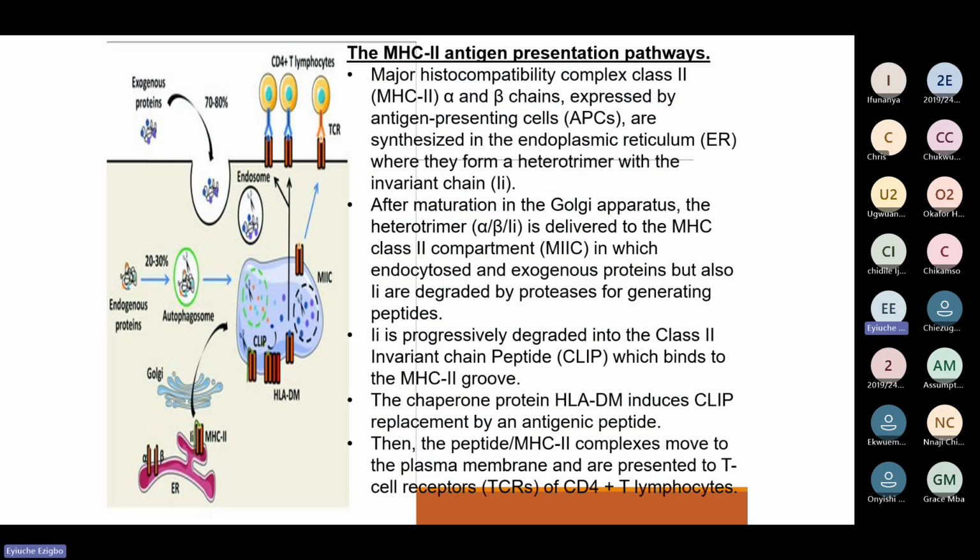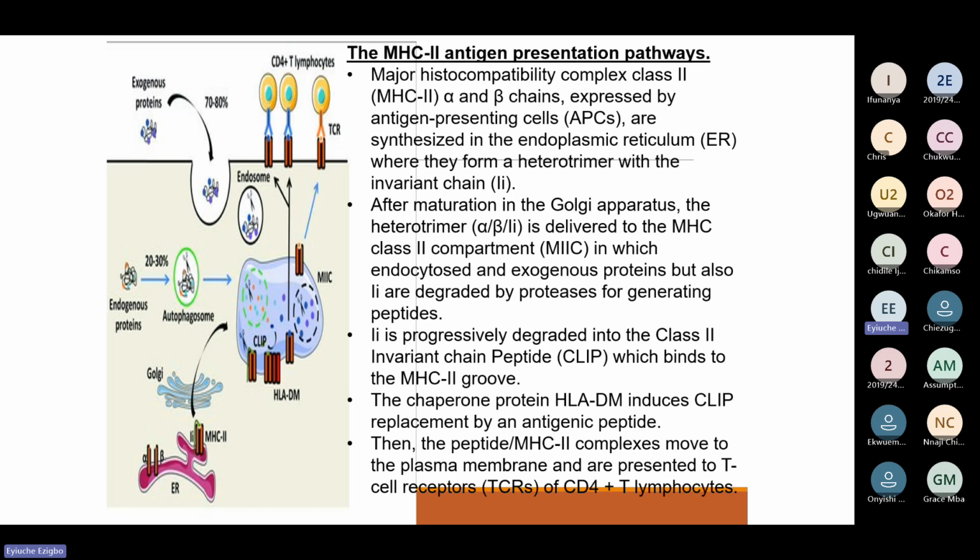So the MHC class 2 antigen presentation pathway: the major histocompatibility complex class 2 alpha and beta chains are expressed by antigen presenting cells. That is, MHC class 2 molecules are expressed by antigen presenting cells. They are synthesized in the endoplasmic reticulum where they form a heterotrimer with the invariant chain.